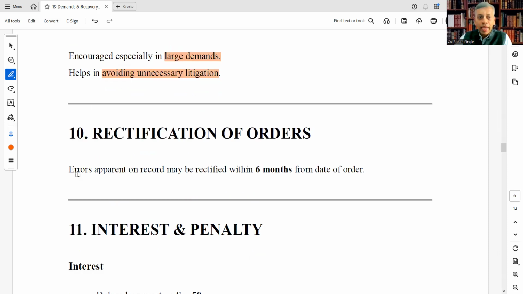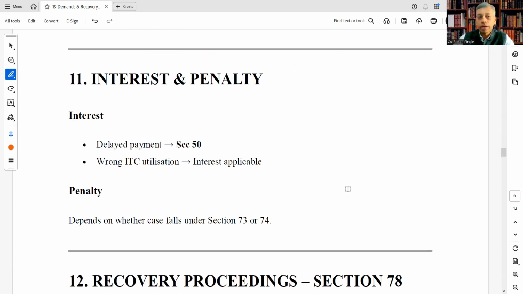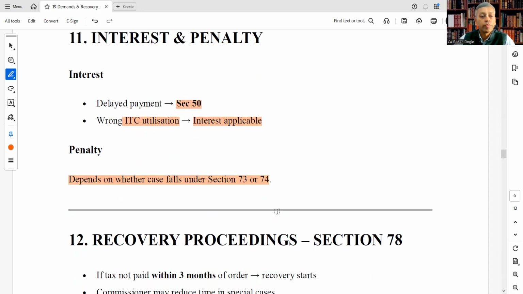Rectification of orders. Errors apparent on record may be rectified within 6 months from the date of the order. So whenever there is an error apparent on record, the order can be rectified within 6 months from the date of order. Next, interest and penalty. Interest on delayed payment, section 50 deals with that. Wrong ITC utilization, interest applicable. So penalty depends on whether the case falls under section 73 or 74. We already covered in earlier points.